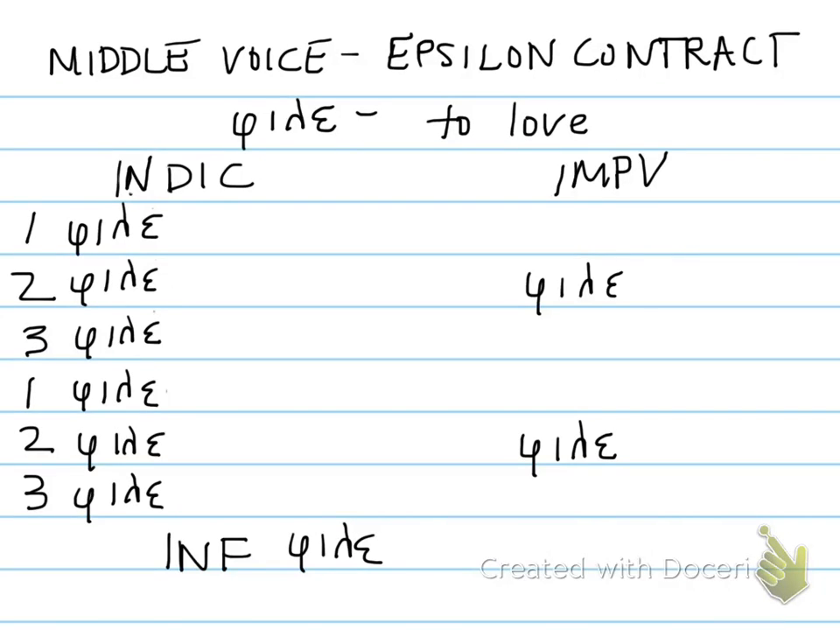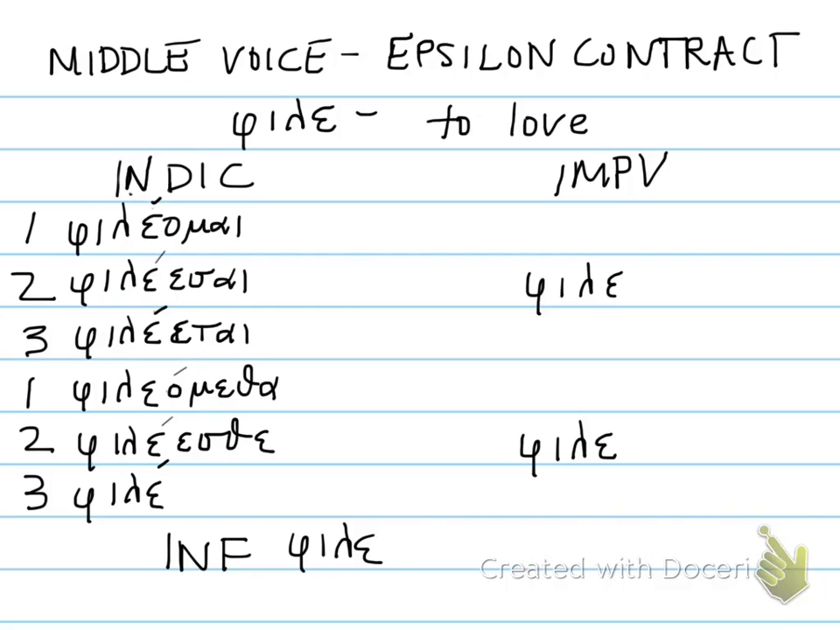Welcome to part 2. Now let's add the present tense middle voice endings to our epsilon contract verb phile. Phileomai, phileesai, phileetai, phileometha, phileesthe, and phileontai.